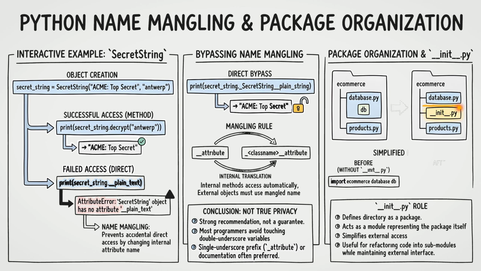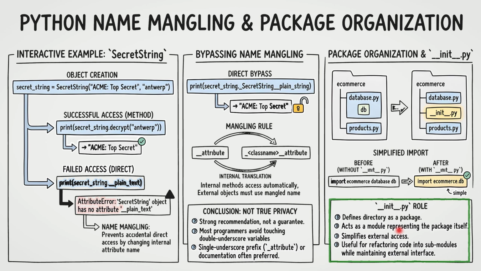By including an __init__.py file in our directory, we define that directory as a proper Python package. If we put the import logic for the db variable inside that init file, we simplify our external import dramatically. You can think of this init file as a module that represents the package itself. It's incredibly useful when you're refactoring. You might start with all your code in one big file and later split it into multiple submodules inside a package. The init file lets you maintain that simple, unified external interface while keeping your internal code neatly organized.